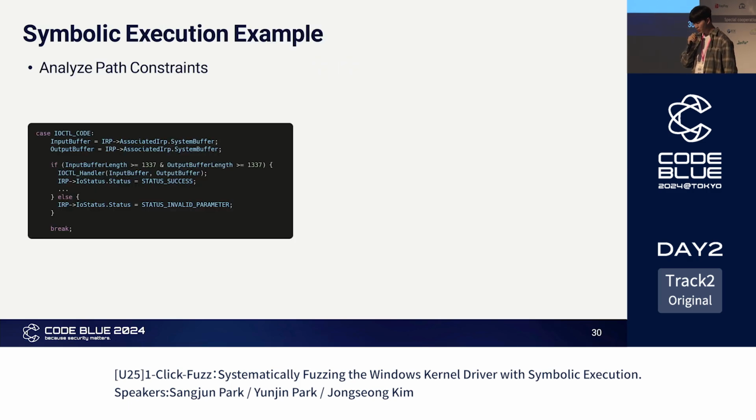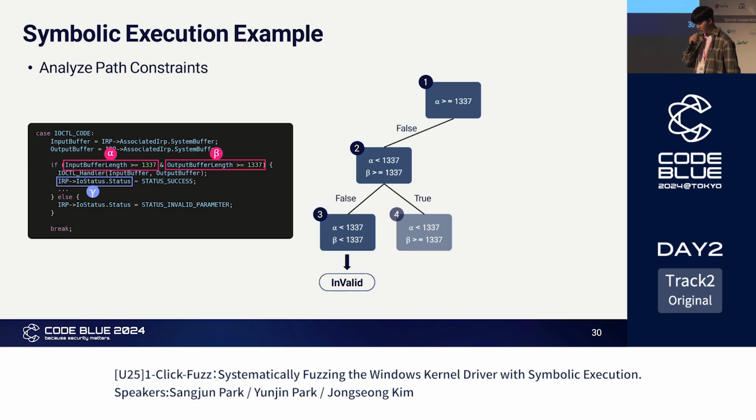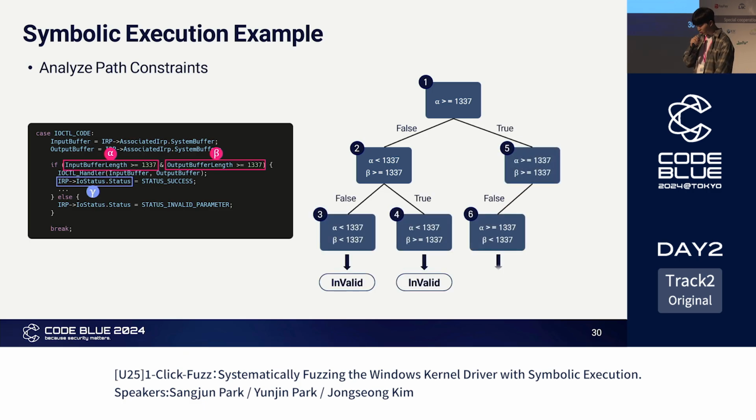So let me give you a small example by showing how the driver handles the user's I/O control code request. As you can see in this example, the driver sanitizes a specific I/O control code and handles the user's request. By considering interesting fields as symbolic variables, like input buffer length, output buffer length, and I/O status, we can generate an execution tree with 7 possible state cases. From this execution tree, we need to pick one of them to find the specific constraint.